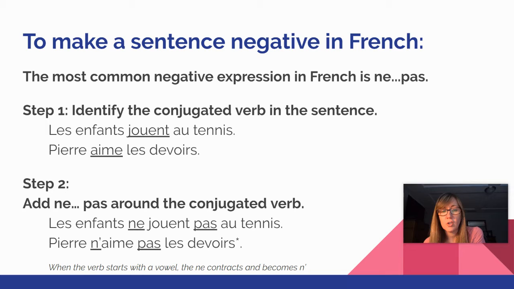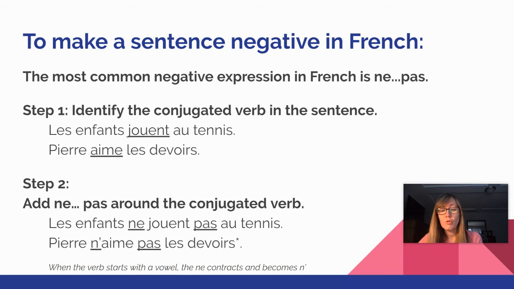Jouent there is the conjugated form of the verb jouer. And Pierre aime les devoirs. Pierre likes homework. Aime is the conjugated form of the verb aimer. So that is our conjugated verb in that sentence. Then you are going to add ne pas around the conjugated verb, just like we've been doing. You just didn't really realize you were doing it.